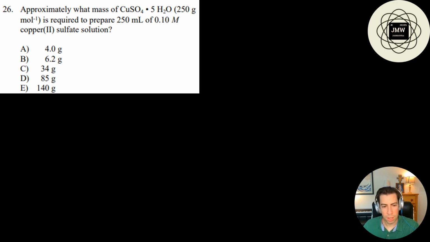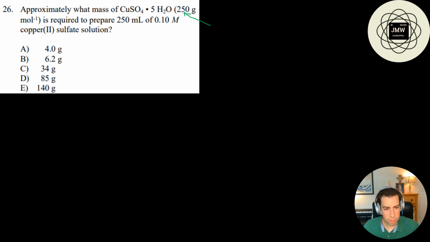All right, so essentially what these five waters of hydration are is, whenever you have the solid form of this thing, it's going to have these water molecules that are still attached to it. So it makes the whole thing a little bit heavier. Anyway, it's not that important, but just something to keep in mind.